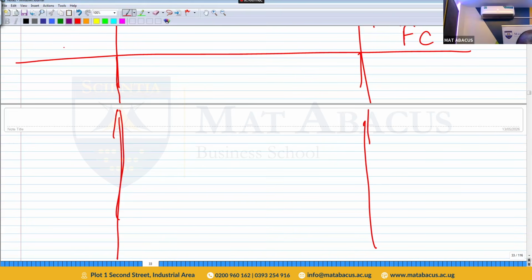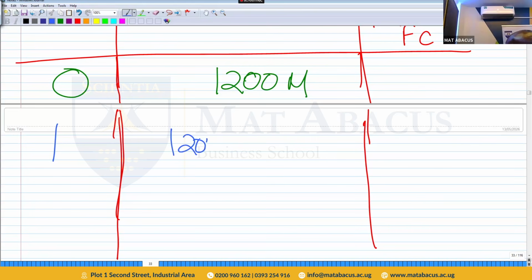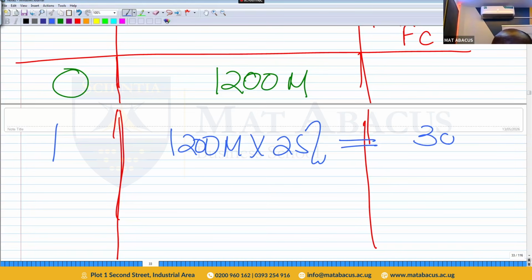Because they're telling us there is something currently, the fixed cost in year 0, I need to recognize that is 1.2 billion. But they say in year 1, it will increase by 25%. So one can get the relevant will be that increase, which will be 12,000 million. You multiply by 25%. The answer you get will come directly here. That will be the relevant.